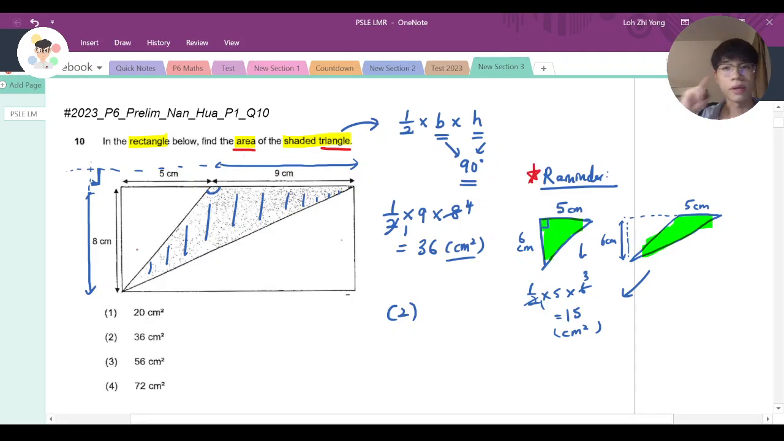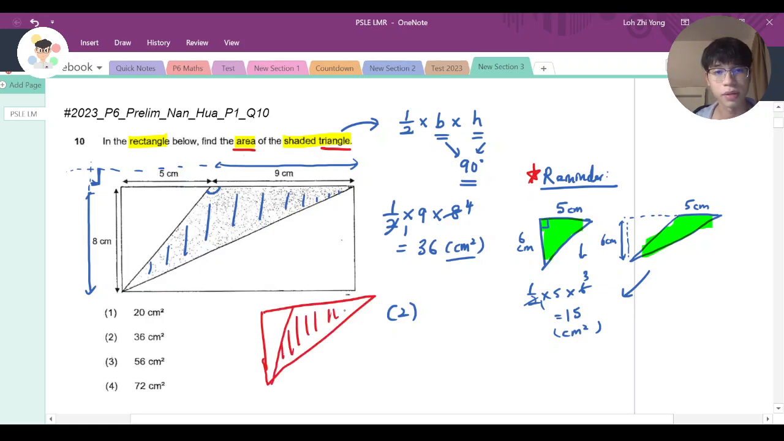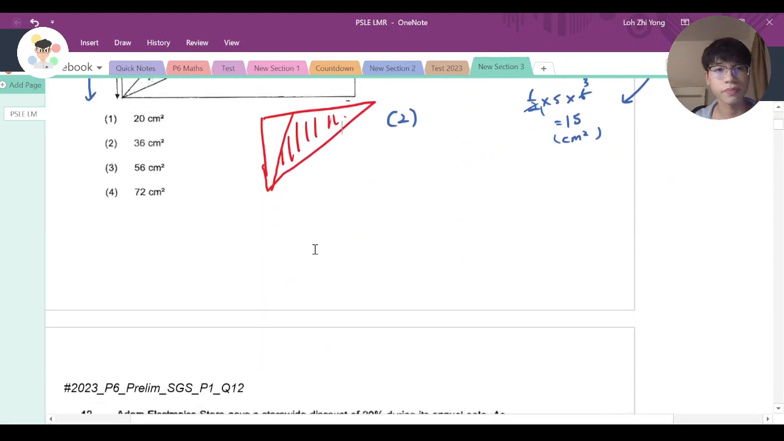Let's come back to this question. Of course, you can also find a big triangle, then minus a small triangle to find the shaded part. There's another method to do this, but you just waste some time. Okay, let's move on to our next question.